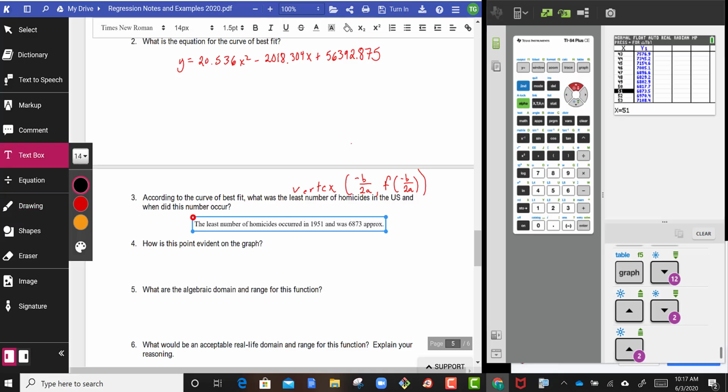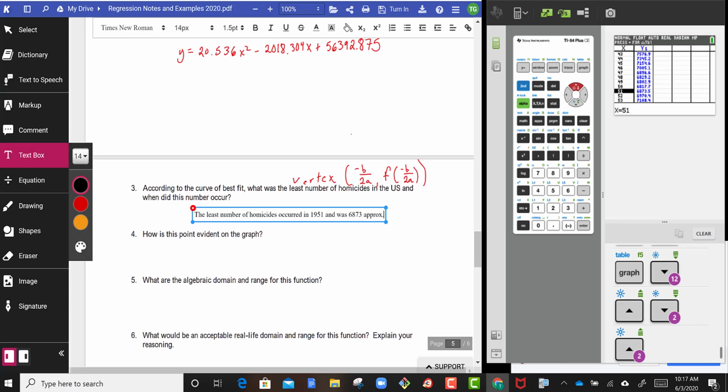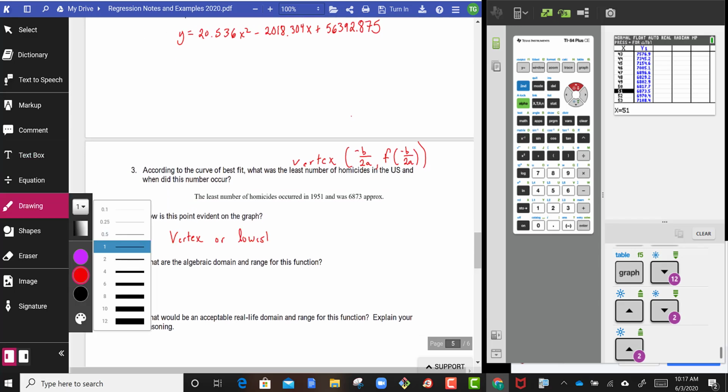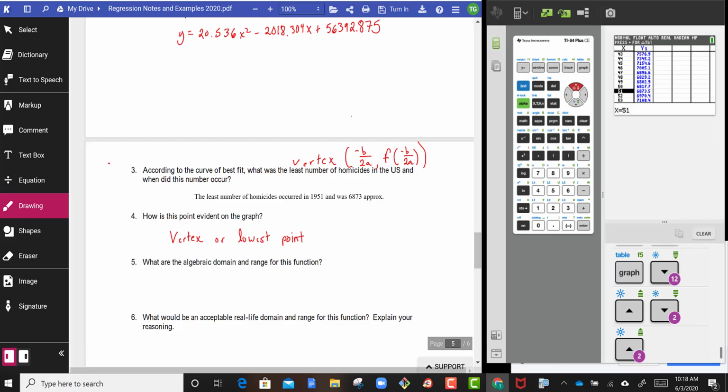All right, so that's number 3. Number 4, how is this point evident on the graph? Well, we kind of talked about this already. It's the vertex, or the lowest point of the graph. Number 5, what is the algebraic domain and range for this function?